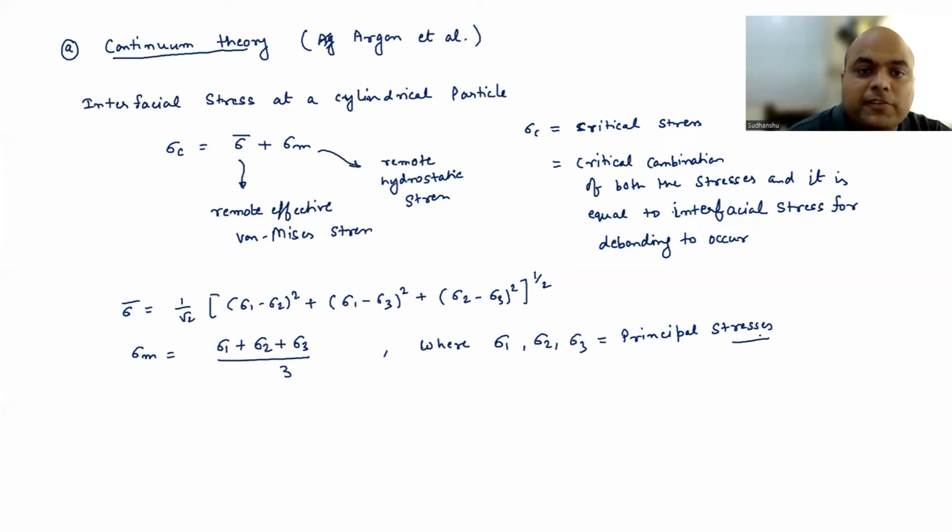Okay. So if you have a higher amount of sigma m, you are reaching the critical stress earlier, right? So if you have triaxial stresses, you are reaching sigma c earlier. That means you are actually promoting the crack nucleation. Okay, and that's why triaxial stresses, I'd say, are a little bit dangerous as compared to biaxial stresses.